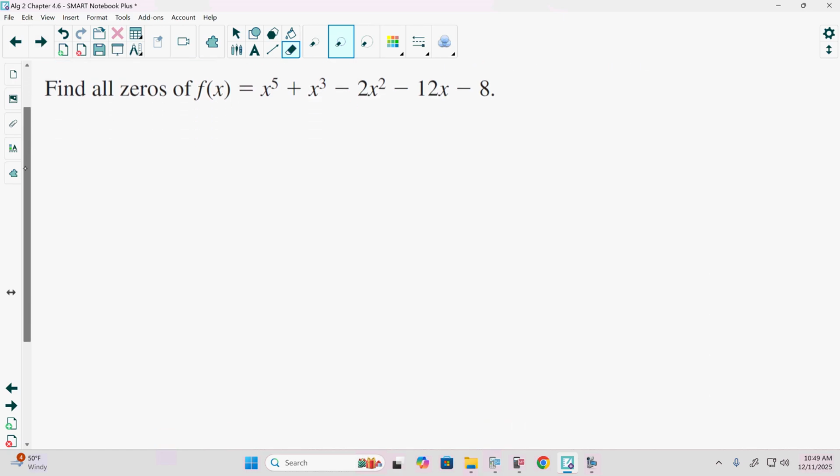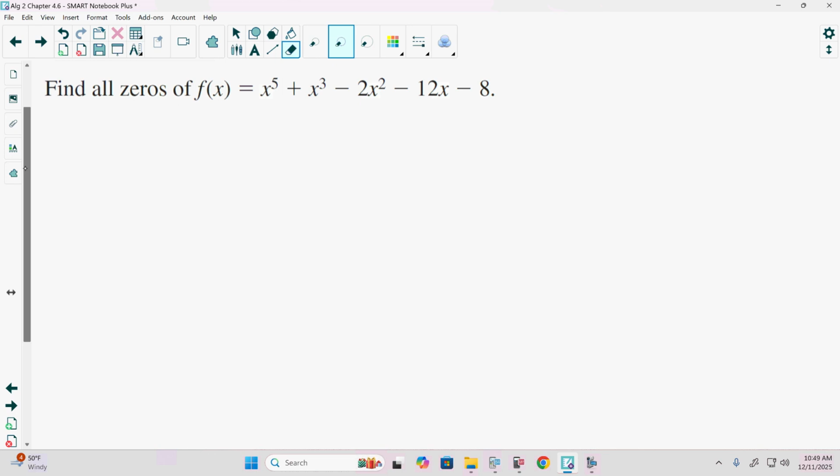All right. So x to the 5th plus x cubed minus 2x squared minus 12x minus 8. How many solutions should this function have? 5. Now this one didn't ask us how many solutions it had. It asked us to find all zeros of it. So we have to actually find the zeros this time, and we need to find 5. Because if we find 5, especially by graphing, we're finished because we have all the solutions. But minimum, we need to find 3.